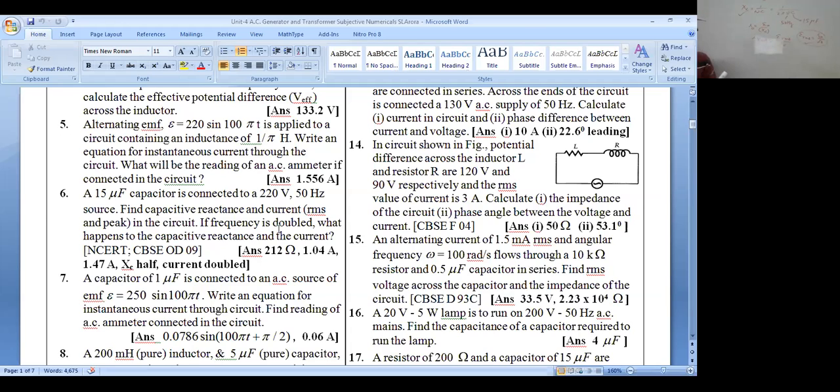If the frequency is doubled, what happens to the capacitive reactance and the current? Very simple. If you double the frequency, the capacitive reactance will become half and the current will become double. By the formula itself, Xc will become half, so the current will become double. Got this point?